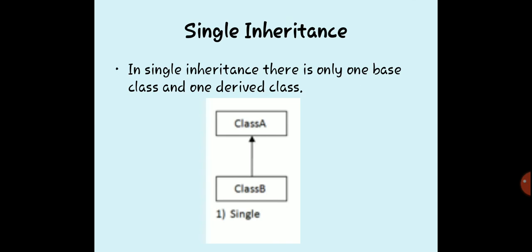If there are multiple base classes, it is multiple inheritance, but I have to say that multiple inheritance in classes is not available in Java. There is multiple inheritance in Java, but that can be implemented only through interfaces. So multiple inheritance is not there in classes. We will see multiple inheritance when we study interfaces. So this is the single inheritance of classes.